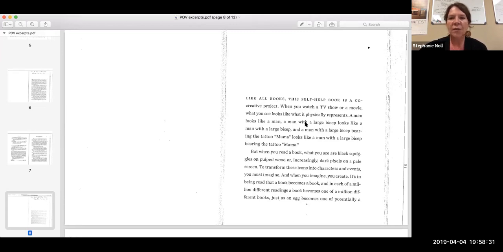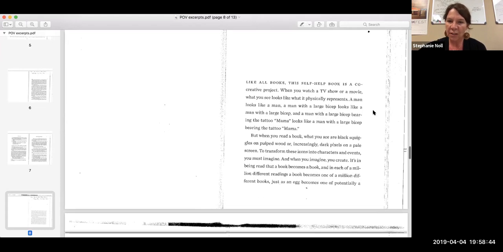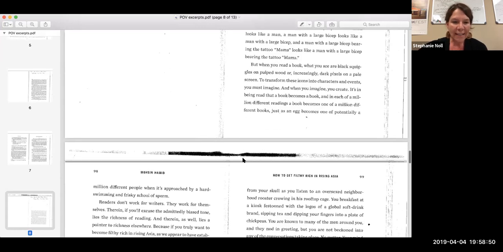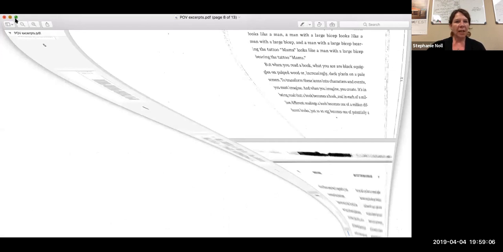"When you watch a TV show or movie, what you see looks like what it physically represents. A man with a large bicep looks like a man with a large bicep, and so on. But when you read a book, what you see are black squiggles on pulped wood or dark pixels on a pale screen. And when you imagine, you create." So he has this whole idea that he's developing a reader-writer relationship, and that's what a self-help book does too. And so I want to look at the question I asked here.